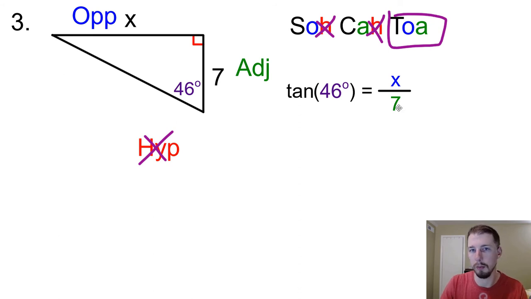Okay. Now from there you can show your work. It's not that hard from there, but I do need to see at least how you set it up initially. Next thing I want to do is get the x by itself. So I want to multiply both sides by 7. Whenever I do that, this is just going to divide to 1. So I have x is equal to 7 tangent of 46. So that's what I'm going to put in the calculator.